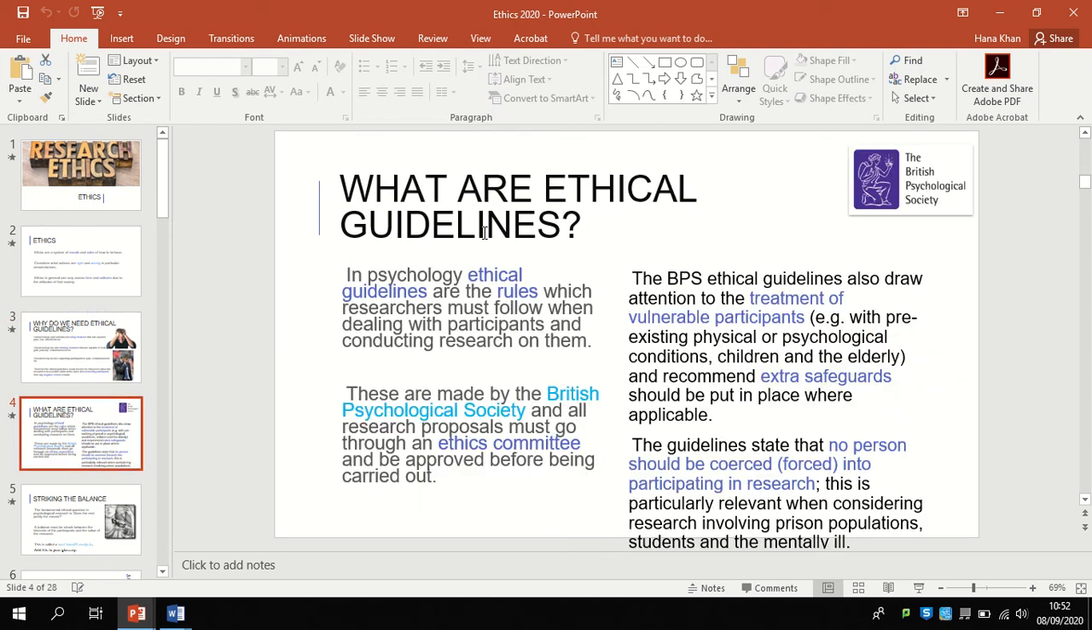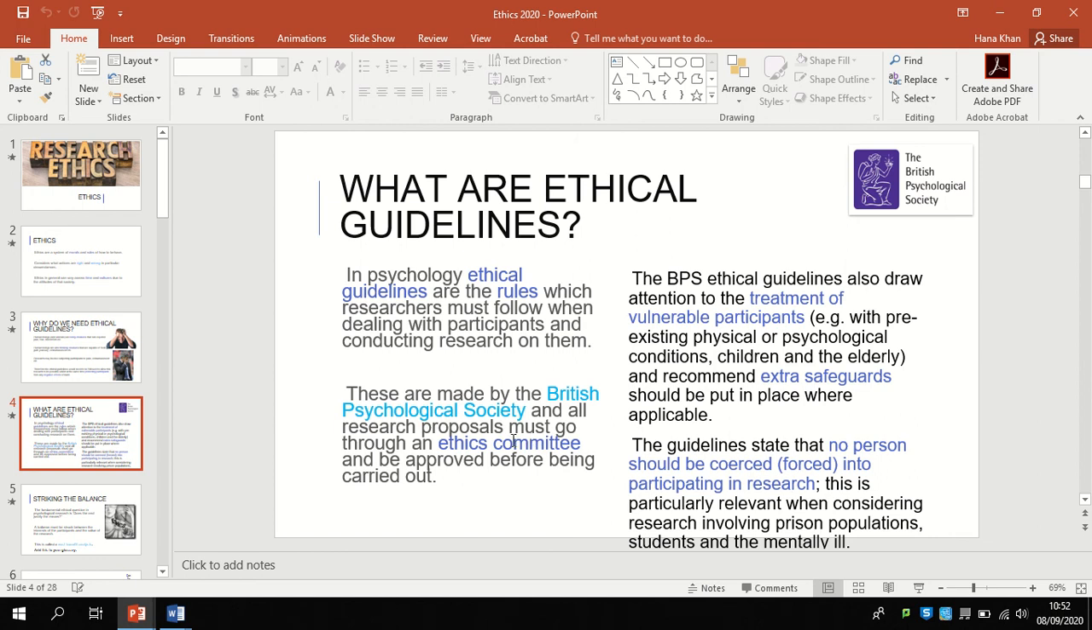What actually are ethical guidelines then? In psychology, they're basically the set of rules which researchers must follow in order to protect their participants when they're conducting research. These are made up by the British Psychological Society, the BPS. And all research proposals must go through an ethics committee before they are allowed to start their study. So before anything's carried out, they give their research proposal to the ethics committee for that to be accepted.